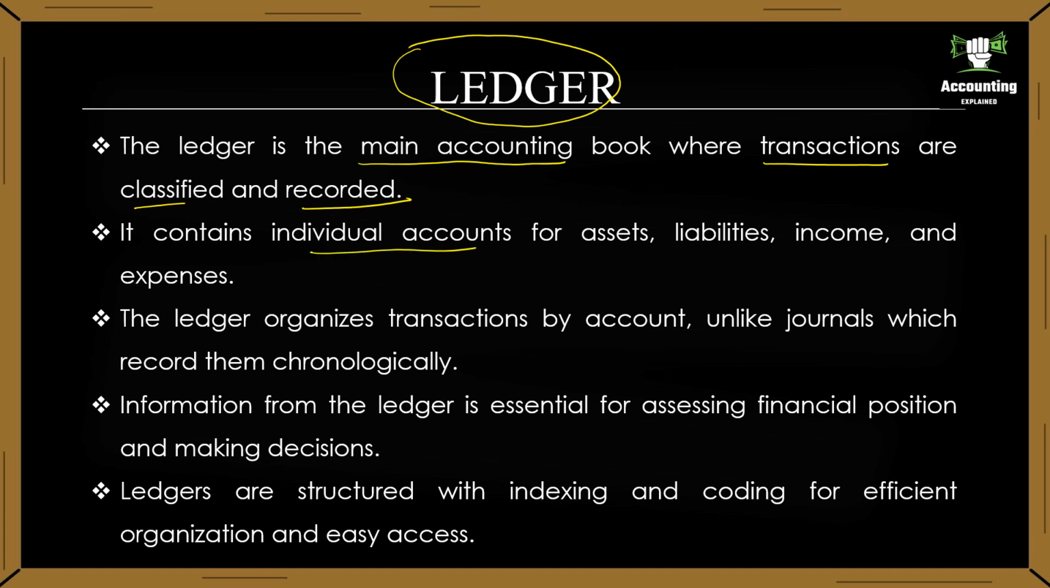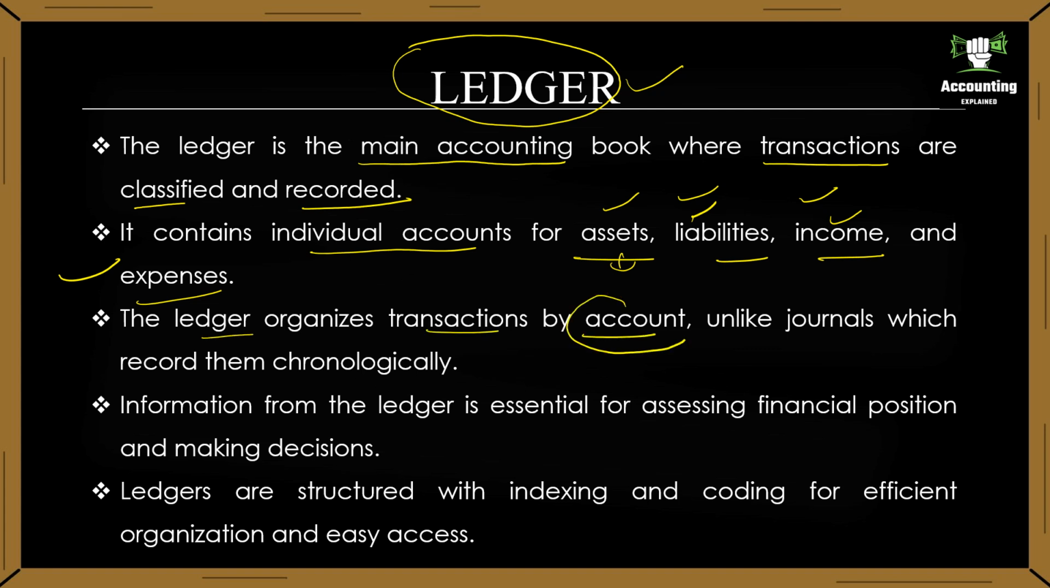It contains individual accounts for assets, liabilities, income and expenses. All these have individual accounts. Under assets, machinery will have an individual account, bank will have an individual account. Under liabilities, creditors will have an individual account, capital will have an individual account. Income, interest income, sales income, everything will have a separate account. Expenses, whatever the expenses, salary expenses, office stationery expenses, any expense you name it, will have a separate account in the ledger.